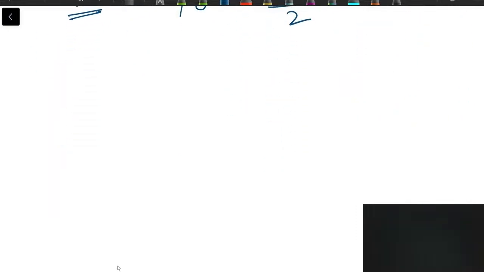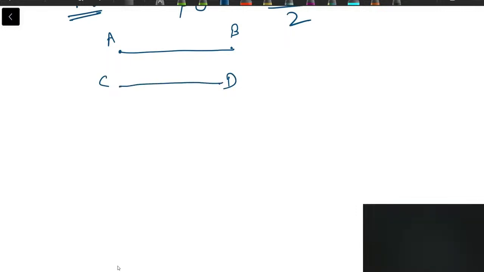Now we will discuss congruent line segments. So what is a congruent line segment? If the lengths of two line segments are the same, then they are called congruent line segments. Say this is a point A, another is point B, and if we join them, this is a line. In the same way we have C and D.